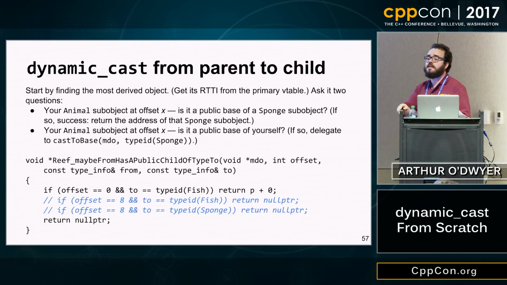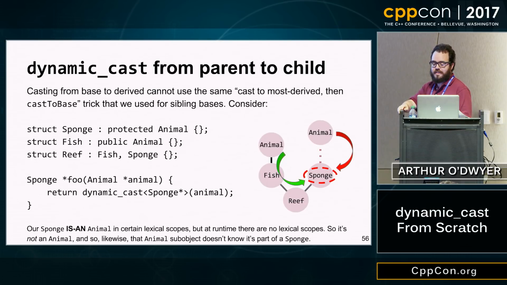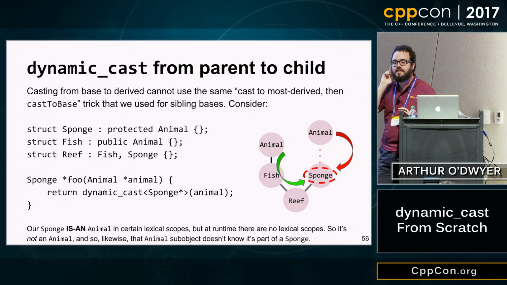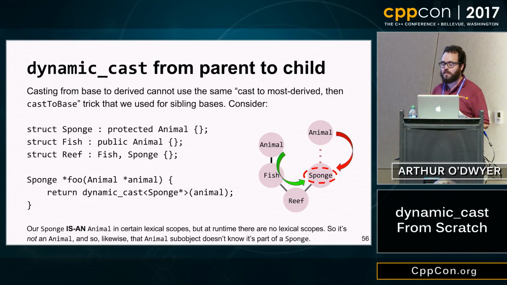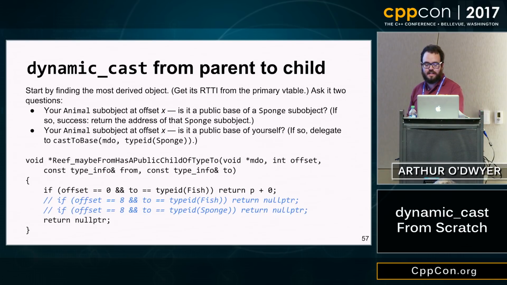I have a question about the Siamese cat again. The Siamese cat has two animal bases, and you want to go from animal to the derived cat. How do you know to get to the right cat? How do you know, when I'm going from an animal to a cat in a Siamese cat, which cat to go to?